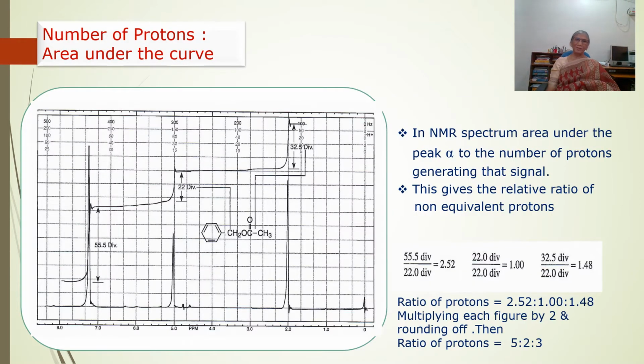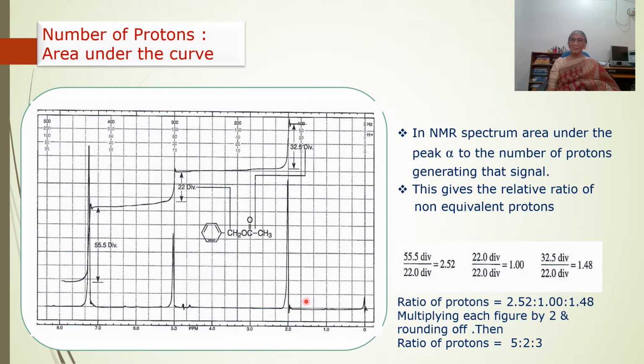This is the NMR spectrum of benzyl acetate. This spectrum shows three signals: one signal at delta 2.0, a second signal at delta 5.0, and the third signal at delta 7.2. It means that in benzyl acetate, three different types of protons are present. Now the question is how we can determine the number of protons giving a particular signal.